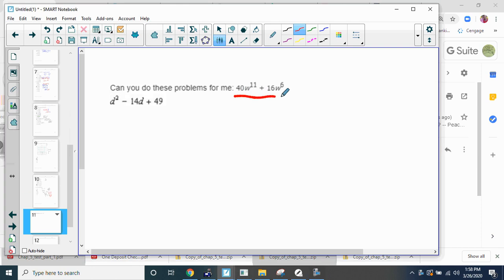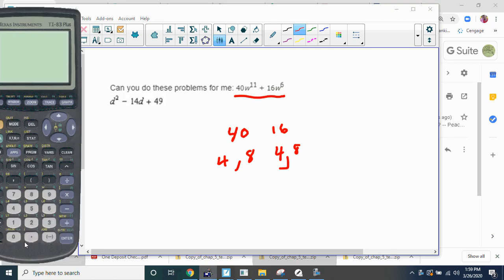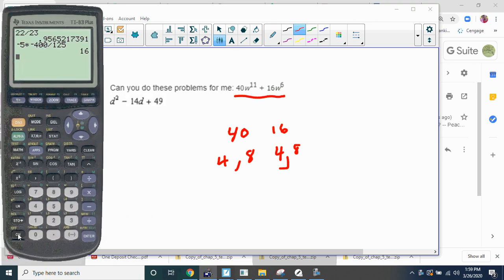I believe this question here wants to know the GCF. So you look at 40 and 16 and you figure out what numbers go into 40 and 16. I know 4 goes into both, and 8 goes into both. Does anything else? I don't think anything else does.